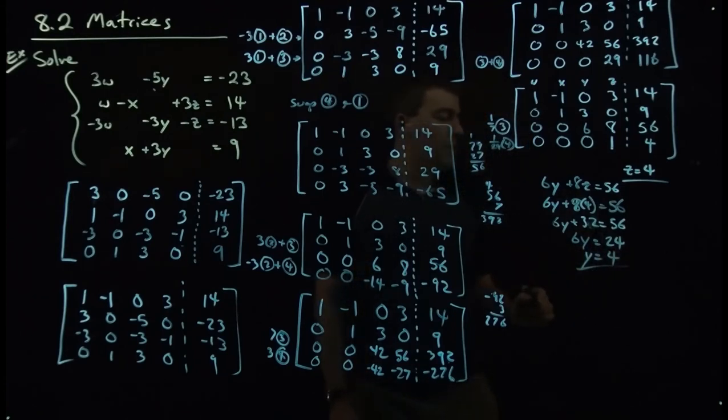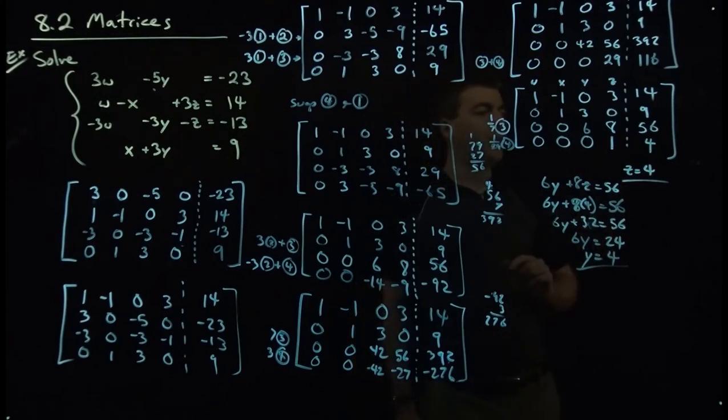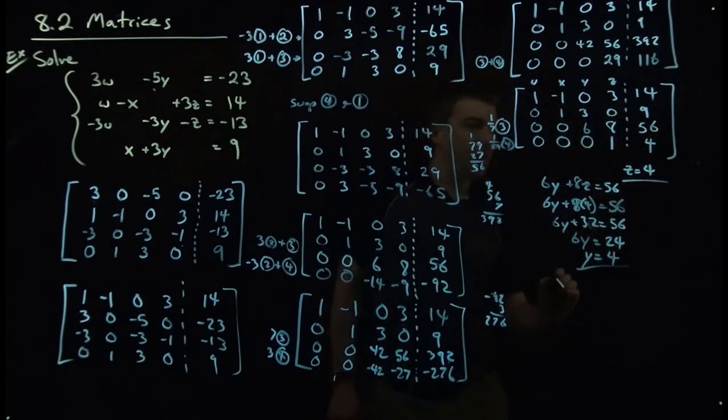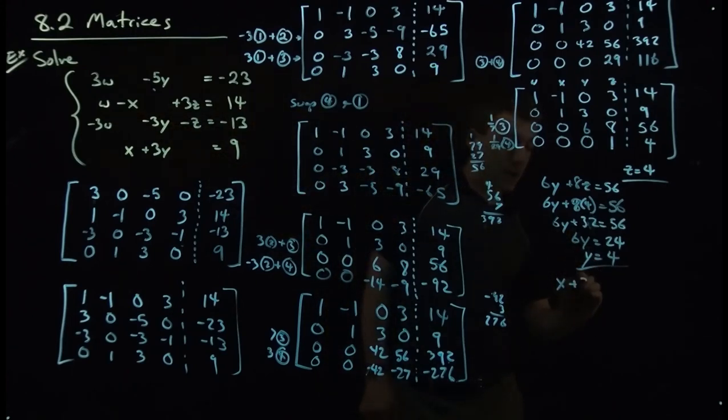Aha. So z is 4, y is 4. We can go to the third equation now, which is x plus 3y equals 9. We know y is 4, so x plus 3 times 4 is 12 equals 9. X is negative 3.